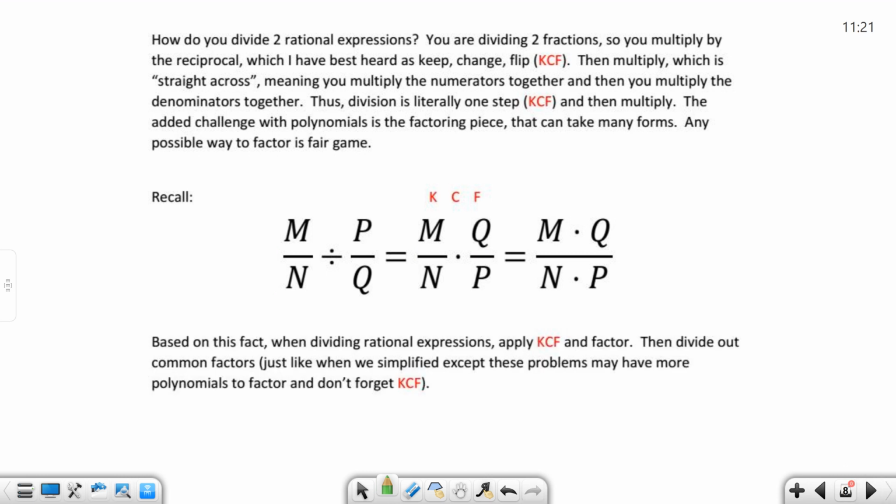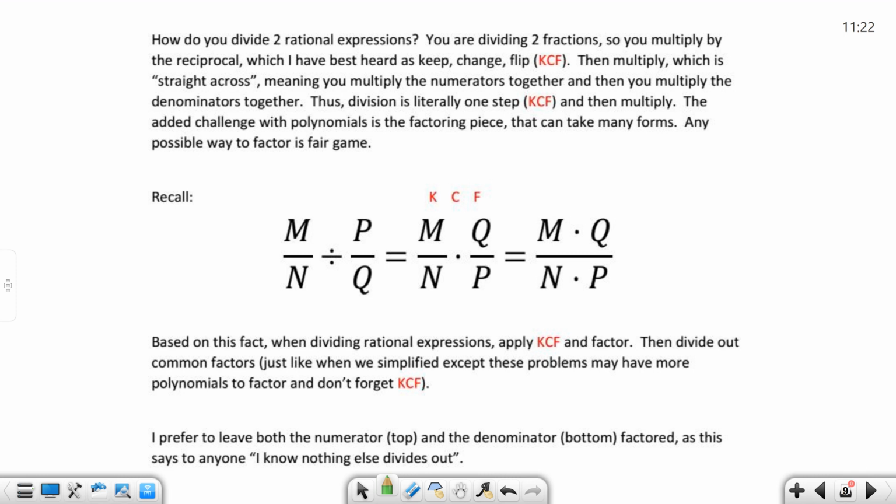So when you divide rational expressions, you apply KCF and then you factor. I don't want to multiply these polynomials together. I want to divide out common factors just like when we simplified, except these problems have more polynomials to factor, and then don't forget the KCF. If you watch the multiplication video, I tell you to just go straight to factor, and then anything in the numerator can divide out with anything in the denominator. If you watch the simplification video, that's what we start with: factor and divide out. You have to have it simplified to factor it, so simplify it, factor it, and then divide out.